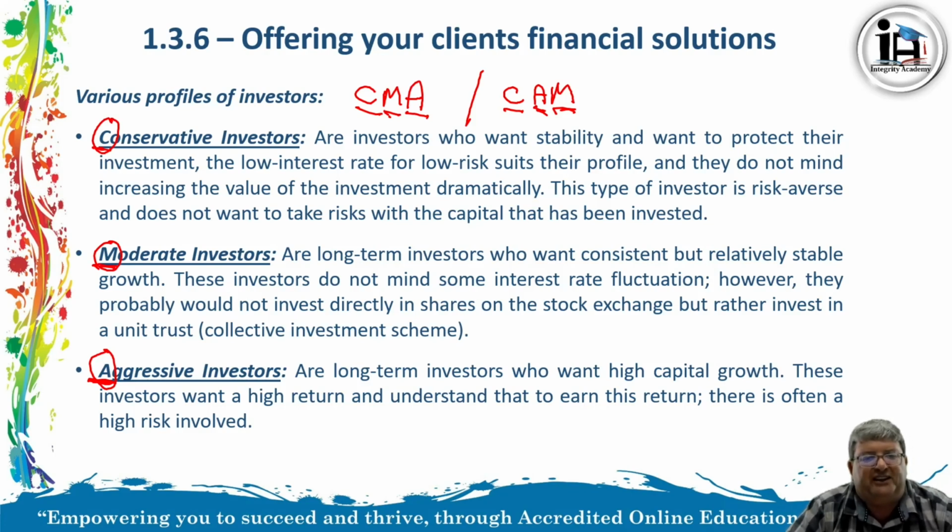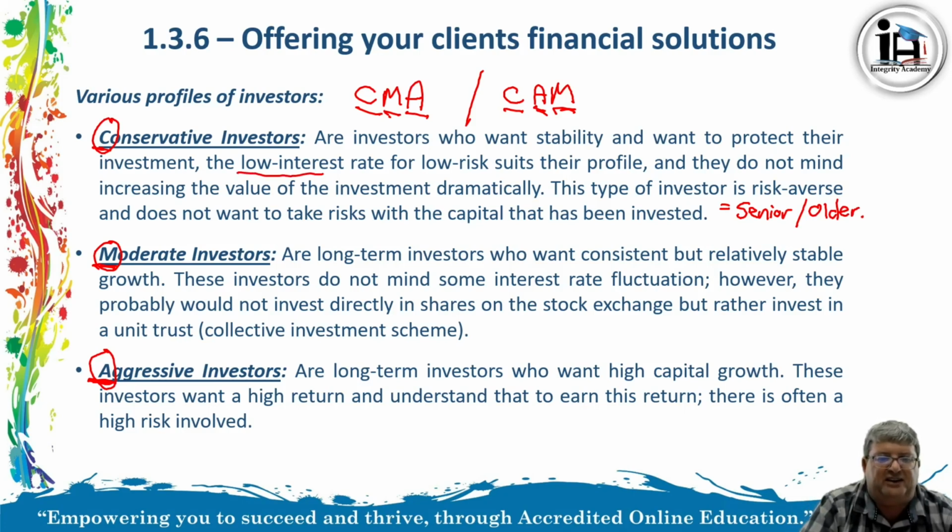So, when you look at the conservative investors, they are investors who want stability and want to protect their investment. The low interest rate for low risk suits their profile, and they do not mind not increasing the value of the investment dramatically. This type of investor is risk averse and does not want to take risk with the capital that has been invested. And this will normally be your senior or older people. All right, so they want low interest, low risk, which suits their profile.